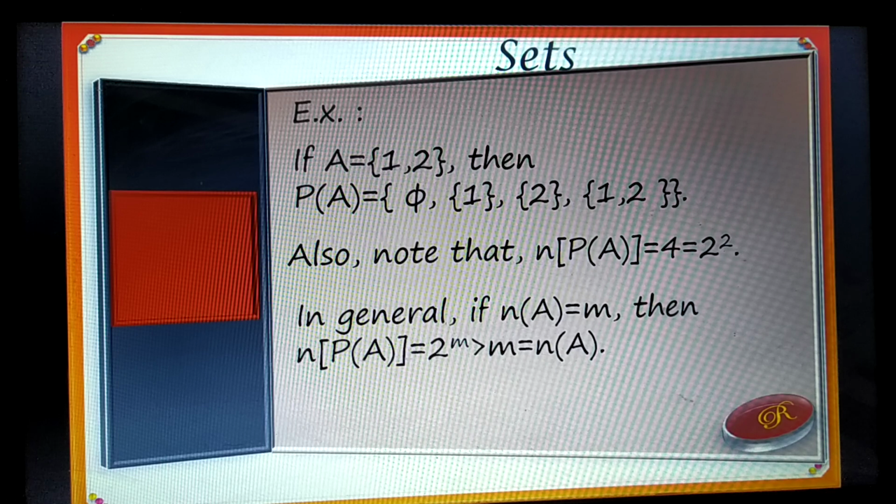In general, if the number of elements of A is equal to m, then the number of elements of P of A is equal to 2 raised to the power m, which is greater than m, that is, the number of elements of A.